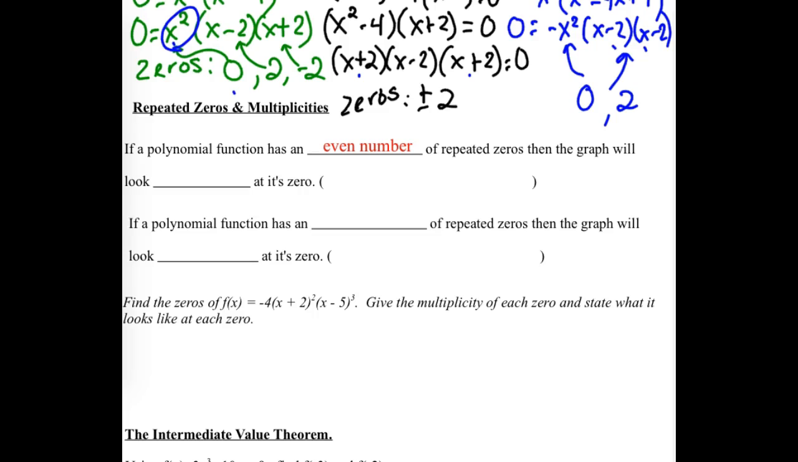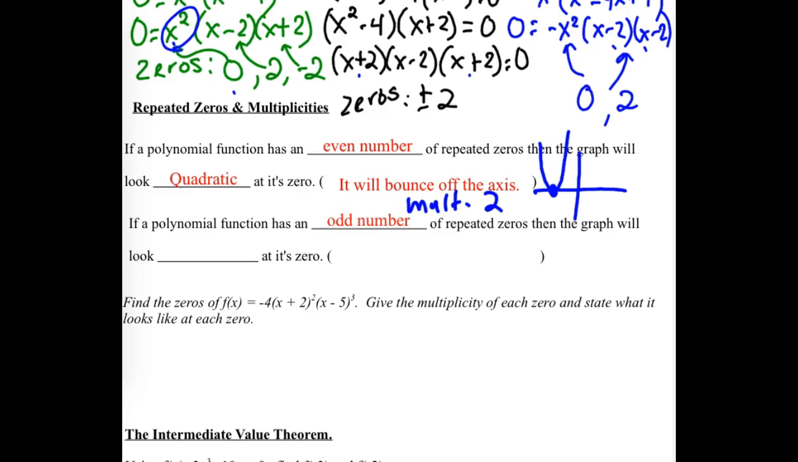So if the zero is repeated an even number of times, like we had 2 3's or 2 5's, then it's going to look like a quadratic where it touches the x-axis. So it's going to kind of look like a parabola. It's going to touch the x-axis and bounce back off. We say that is multiplicity 2, or 4, or 6, or 8, an even multiplicity.